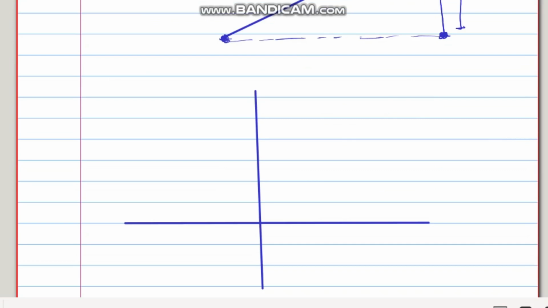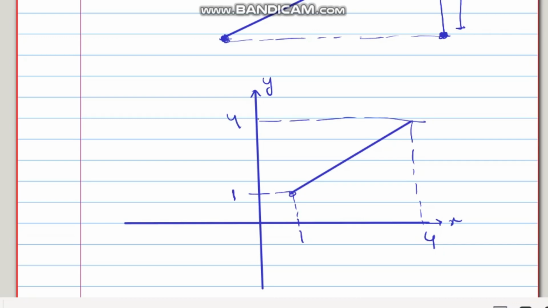Let me explain it to you on a coordinate plane. In a coordinate plane, for example, this is a line. This line starts from the point 1, and the end point is at the point number 4. This is the y direction and this is the x direction. So here y is 1 and here y is 4. Please note one very important thing.